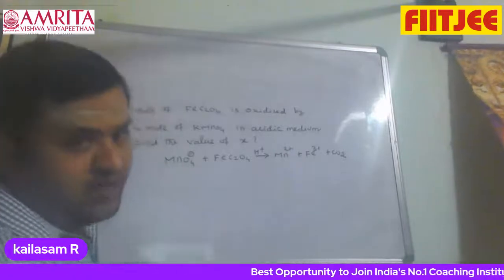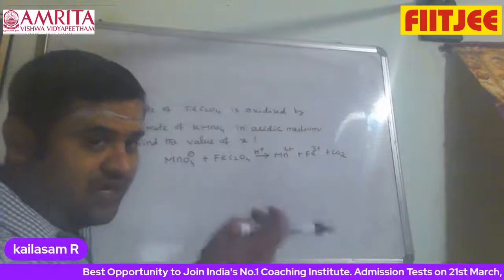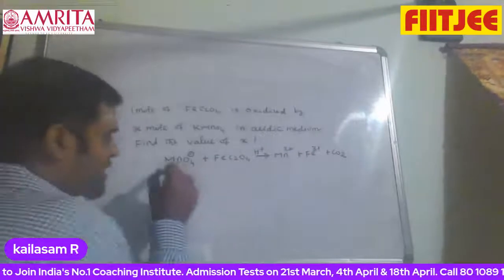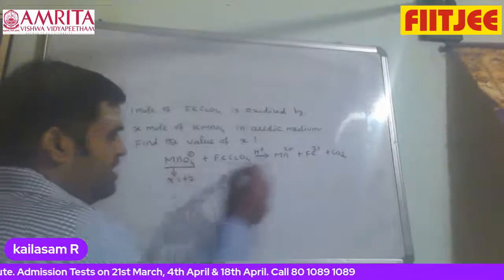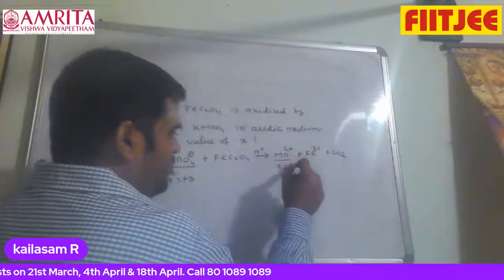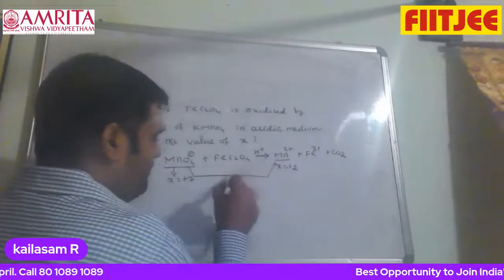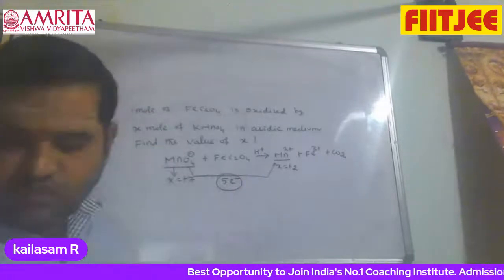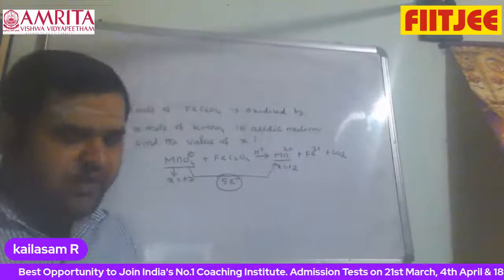Now you want to find out the n factor. How to find out the n factor? The number of electrons gained or the number of electrons lost per molecule or per mole is called the n factor. Now, in MnO4 minus, the oxidation state of Mn is plus 7, and here it is plus 2. How many electrons does it gain? It is 5 electrons. So the n factor of MnO4 minus is 5. Okay, fine, we got the answer.